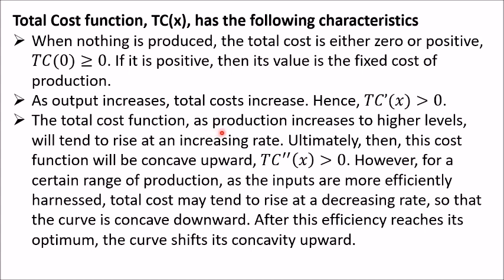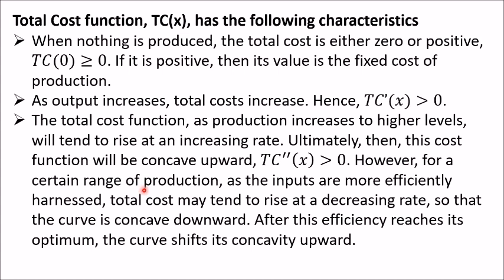The total cost function as production increases to higher levels will tend to rise at an increasing rate. Ultimately, then this cost function will be concave upward. So, ang graph niyan, when we say concave upward, is opening pataas yung graph. So, curve siya na pataas. In that case, yung second derivative test is greater than 0. Greater than 0, then that point is a relative minimum. Because here, we are minimizing. So, kailangan natin yung minimum. Total cost will be minimized, kaya dapat minimum talaga siya. So, the second derivative test must be greater than 0.